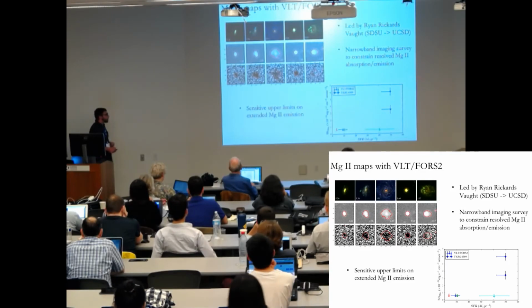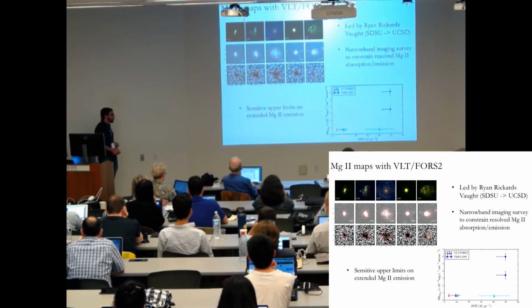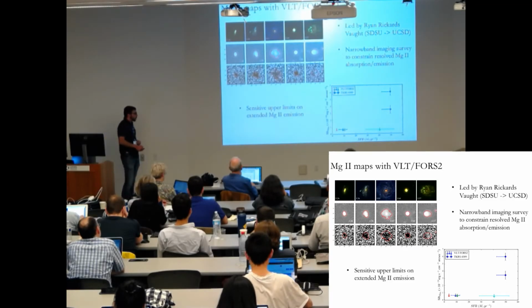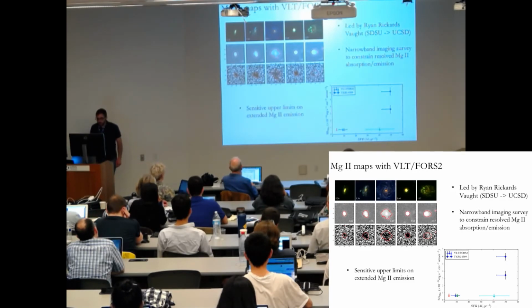So these are our KCWI detections that I was just showing you. And then this is surface brightness as a function of star formation rate. So we were obviously starting with a highly star-forming galaxy. He has surveyed some galaxies at a little bit lower star formation rate. And you can see some pretty sensitive limits he's been able to place there.